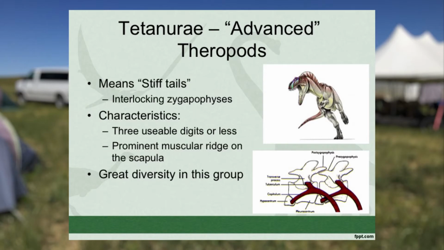Characteristics, 3 usable digits or even less. Prominent muscular ridge on the scapula. Anytime you see a prominent ridge on a bone, a lot of time that's for muscle attachment.